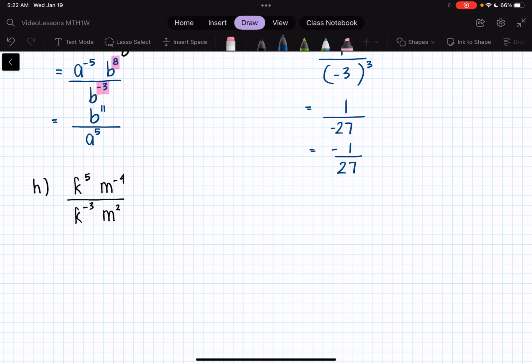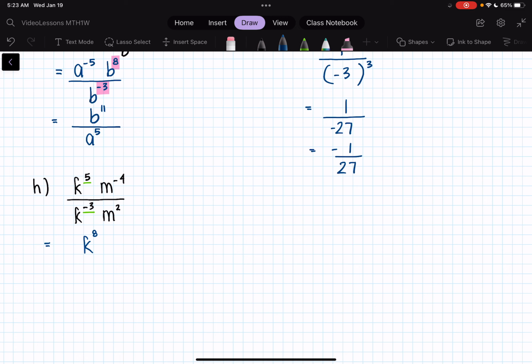Okay, so here we need to match the same bases. When we have strings of multiplication at the top and the bottom of our fraction, we can pick and choose. So what we're going to do here is first just look at base k. And with our base k, we have power 5 at the top and power negative 3 at the bottom, which means we are greater at the top. So k is going to be up here. And we go 5 minus negative 3, which gives us 8.